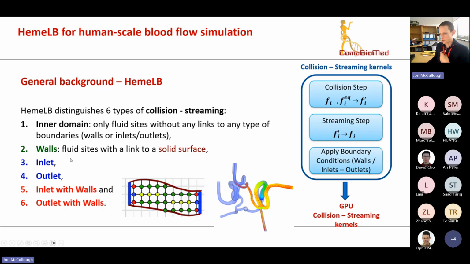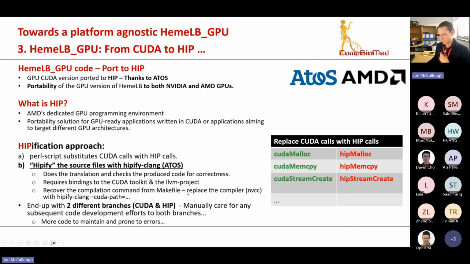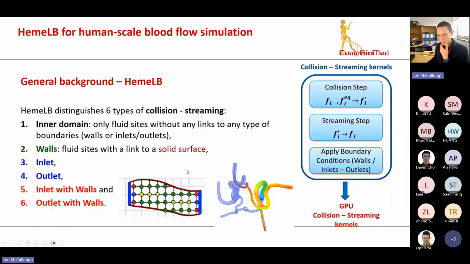Then we have walls, which are the dark green colors. Sorry, there's some live timing on these slides, which I forgot to get rid of. So we have these walls. They're the ones adjacent to the boundaries, the edges of our domain. We have the blue ones, just inlets and outlets, and then we have the red ones, which are corner nodes, which are adjacent to both an inlet or an outlet and a wall.